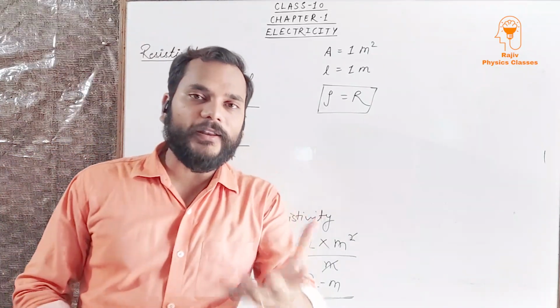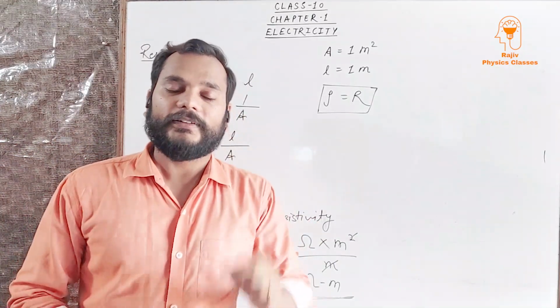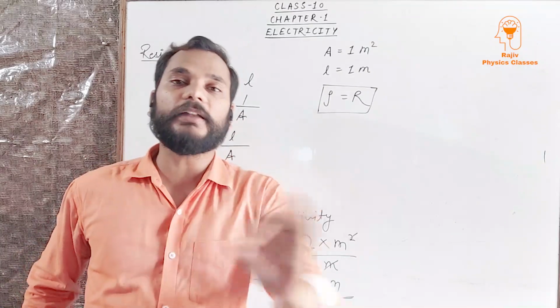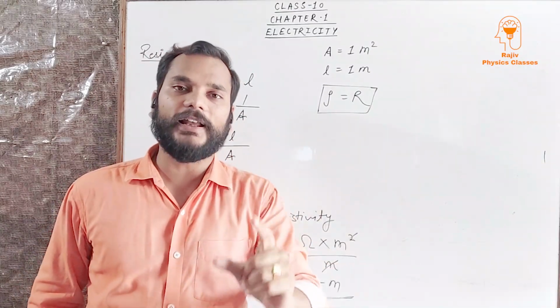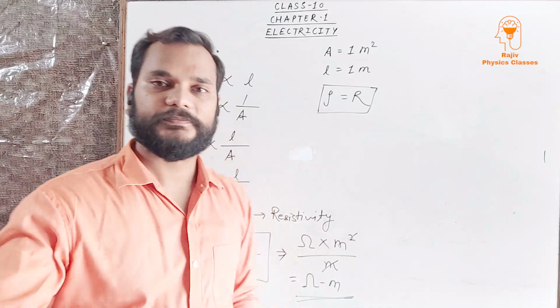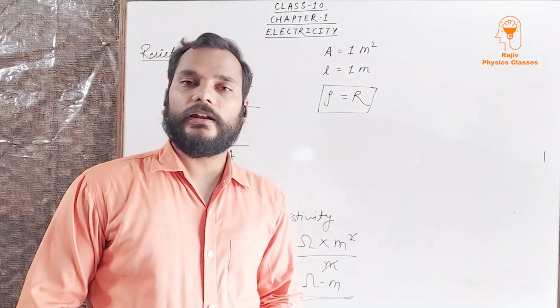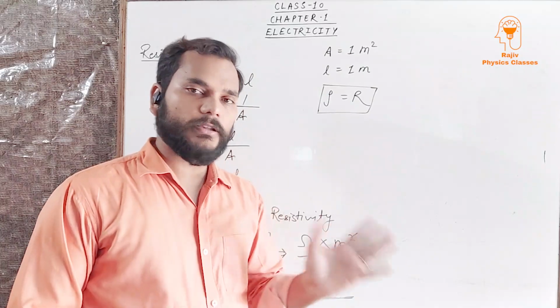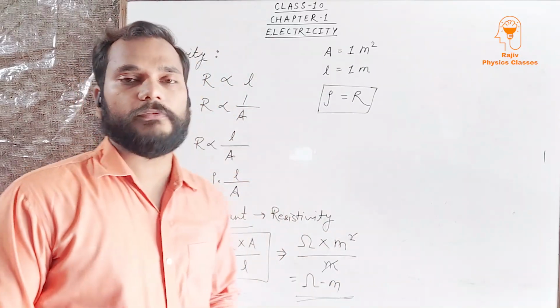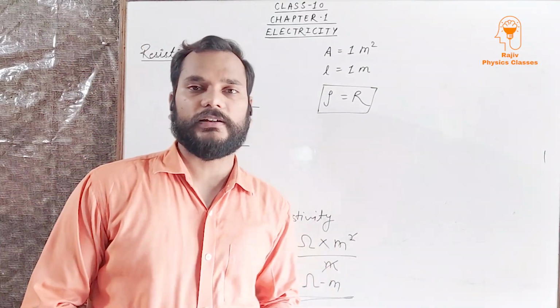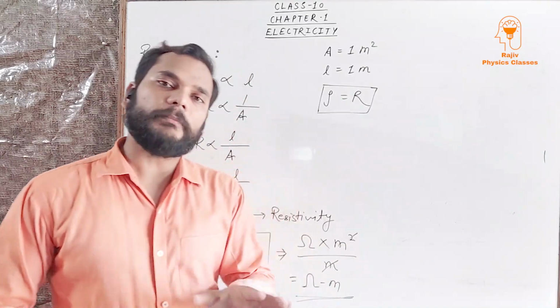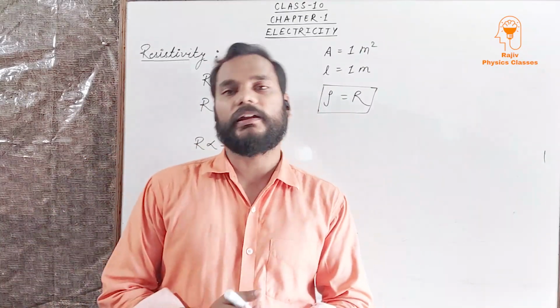And what is the note point here? The note point is, resistivity of a substance never depends on its length as well as its thickness. So resistivity does not depend on the length of the conductor as well as the area of cross section of the conductor or thickness of the conductor. Resistivity only depends on temperature and the material of the conductor.